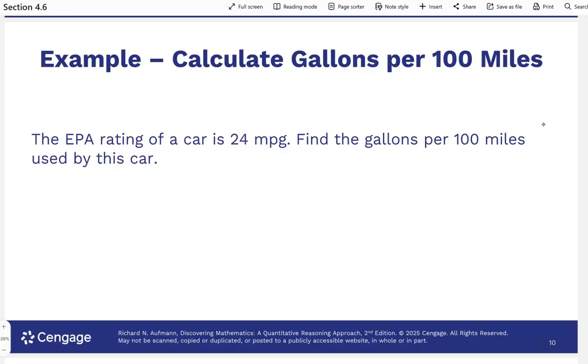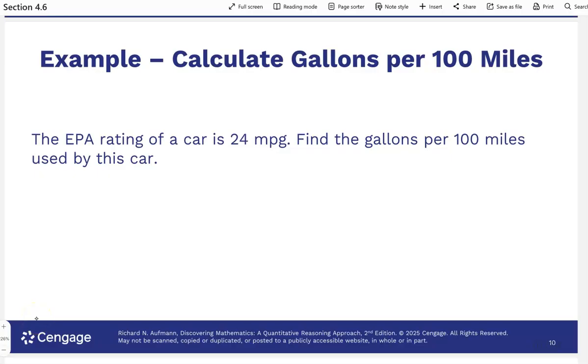So let's look at a few examples. The EPA rating of a car is 24 miles per gallon. Find the gallons per 100 miles that's used by this car. So if we're looking at comparing cars that are using gas, then we could find the gallons per 100 miles or compare the miles per gallon for two different cars. We could even do this if we have like a hybrid car and we want to compare to a gas car. So how would we go about solving this type of problem?